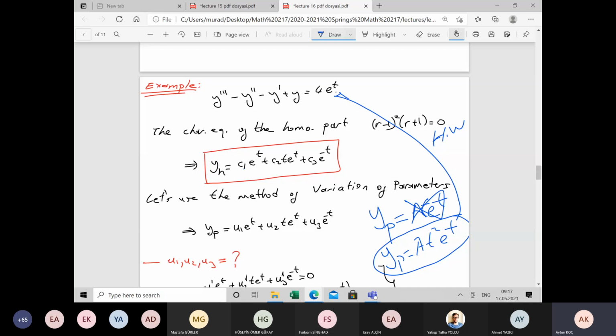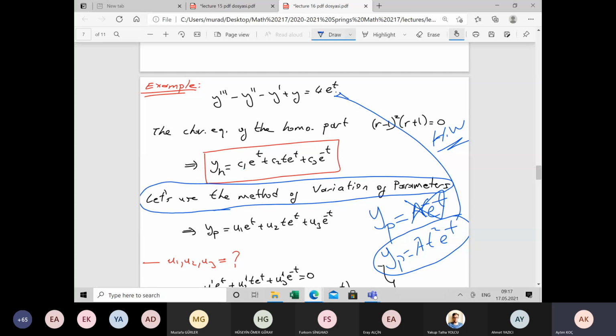But here, we will not use this method; let's use the method of variation of parameters. Of course, using either undetermined coefficients or variation of parameters, we obtain the same particular solution. So this part is homework, okay: find the particular solution by using the method of undetermined coefficients. Now let's use the new method, variation of parameters.